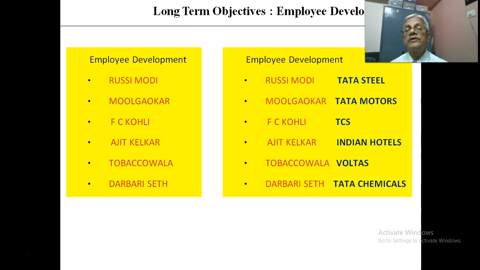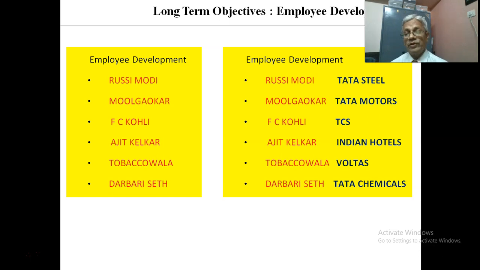Lucy Modi created Tata Steel, Mulkokar created Tata Motors. In fact, Mulkokar is actually Sumant Mulkokar. That's why the Tata Sumo was named after him. And Kohli is considered the father of the Indian IT industry. In fact, even before the IT boom came, TCS opened offices all over the world.